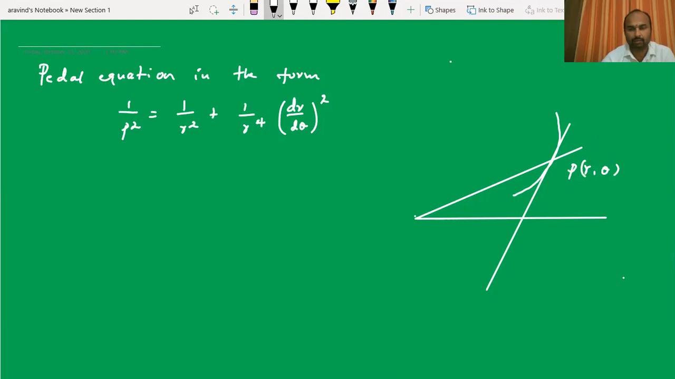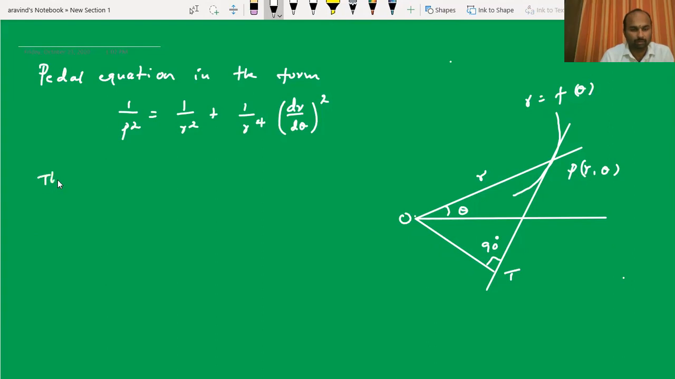Then you draw a perpendicular onto the tangent. This is 90 degree. This angle will be taken as theta, and this distance is r. This is the origin O, this is the point P, and this is the T. And the equation of the curve is r equals f of theta. So we'll write the explanation.